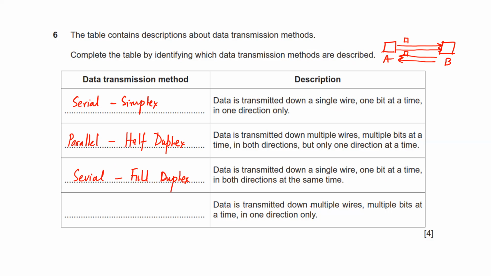Then it says data is transmitted down multiple wires, multiple bits at a time, and in one direction only. So it is again multiple wires, a single direction. So it is parallel, because we have multiple bits and multiple wires, but one direction only. It is simplex.